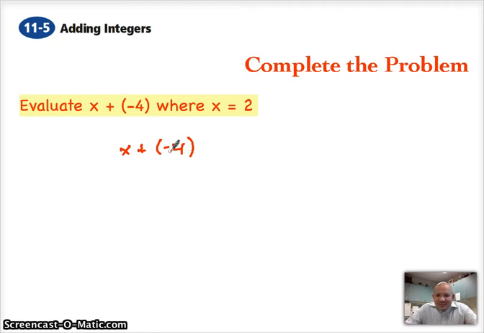So here we have x plus negative 4, and we're going to go ahead and substitute 2 for that. So on the next line, I want you to write the expression where 2 is a part of that expression, and then solve it. Solve it either using the number line method or the zero pair method.